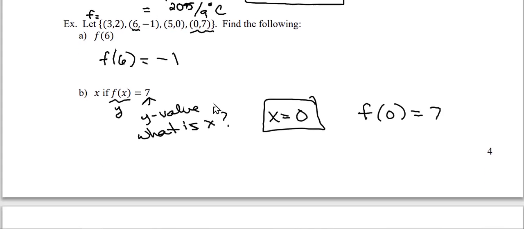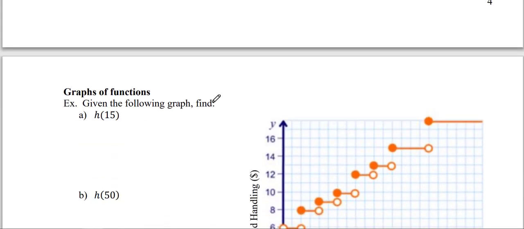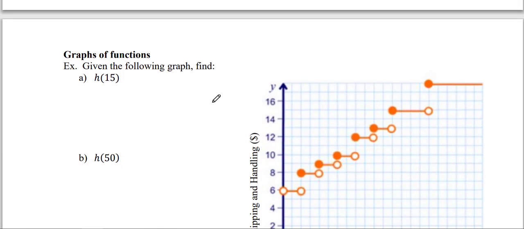Okay. When we come back, we are going to look at graphs of functions and talk more about how this idea of a function that we have seen relates to graphs. Okay, so look for the next video.